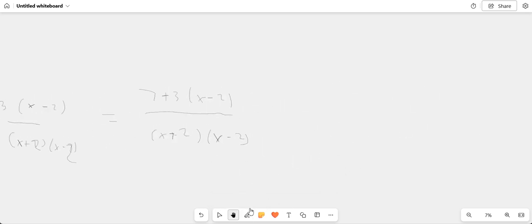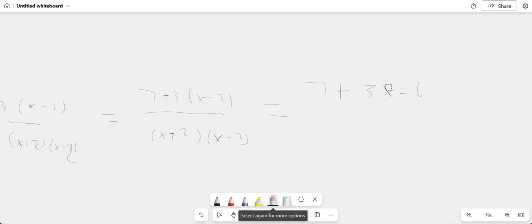Alright, cool, and then just expand the bracket. So 3 times x is 3x, and then 3 times minus 2 is minus 6. Alright, cool. And then I'm going to just pattern that now. 7 minus 6 is just 1. So that's just 3x plus 1. So 3x plus 1 over x plus 2, x minus 2.